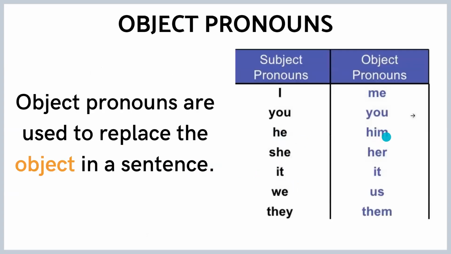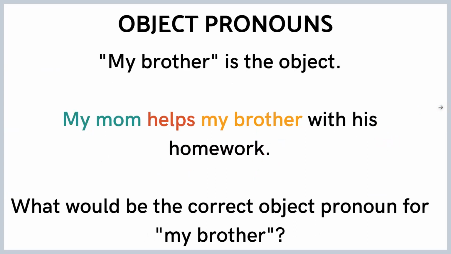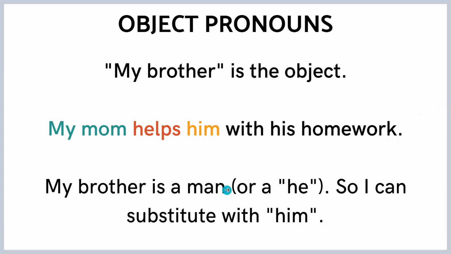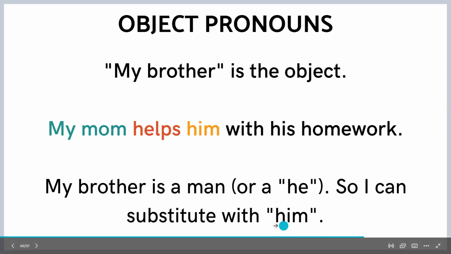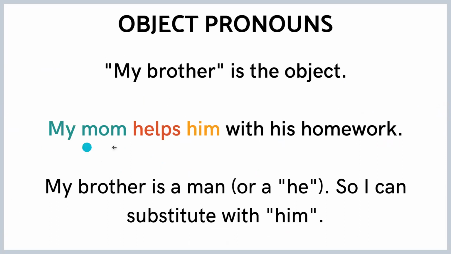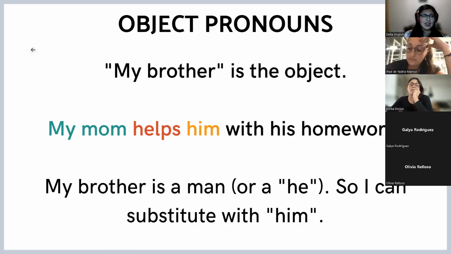Him. Him, right? So, in this case, since my brother is the object, and my brother is a man or a he, if you want to look at it that way, I can substitute using him. So my mom helps my brother becomes my mom helps him. My mom helps him with his homework. And that's it. So I can do that for every single object in any sentence that I want.